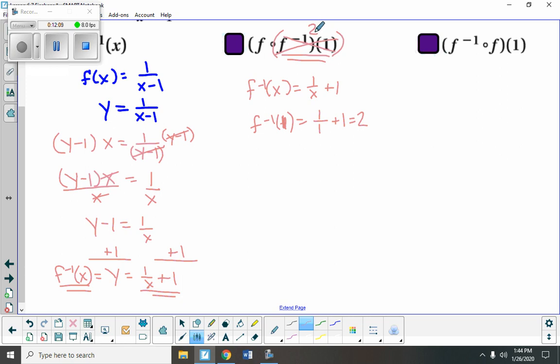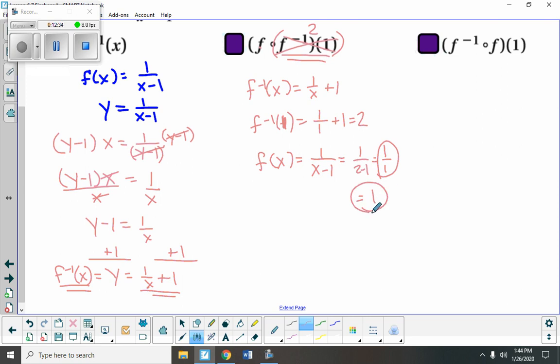Now we're going to take that value and substitute that into the f function. The f function is f of x equals 1 over x minus 1. When we substitute in a 2, it would be 1 over 2 minus 1, which is 1 over 1. So our final answer is 1.